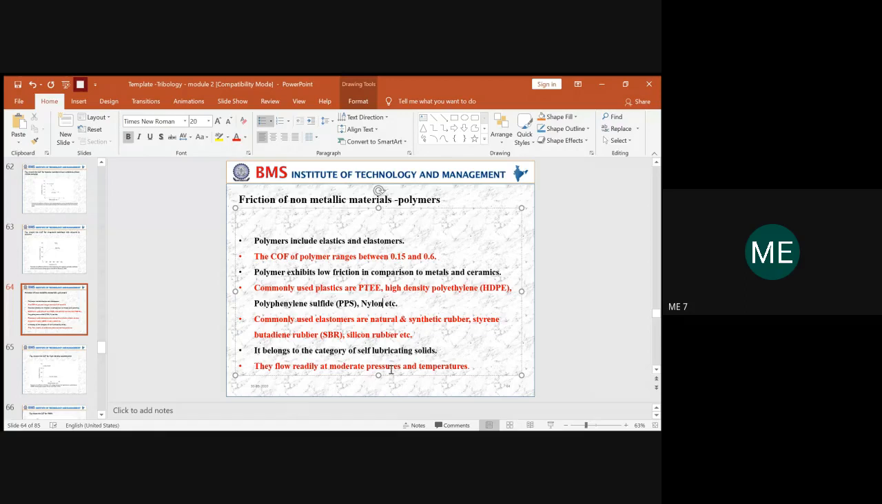And these are always feasible at normal temperature, or we can call it a moderate temperature, with a reasonable amount of pressure. We cannot apply a heavy load or a high temperature application in the case of polymers. So it is always feasible to use these polymers at room temperature. So this is the information about polymers that you have to know when you want to focus on the concept of friction under polymers.